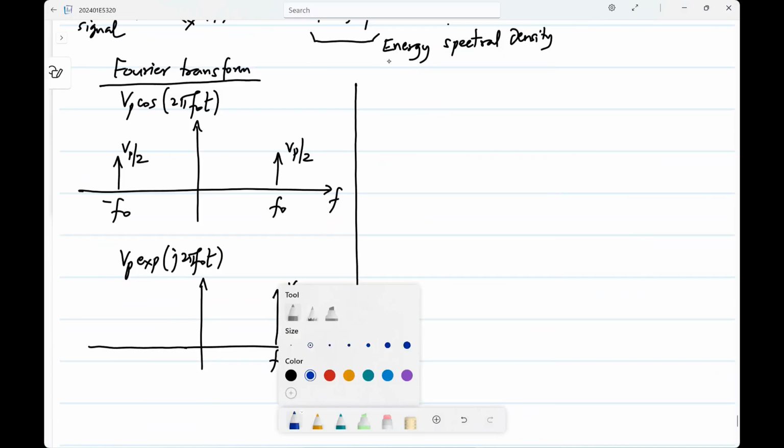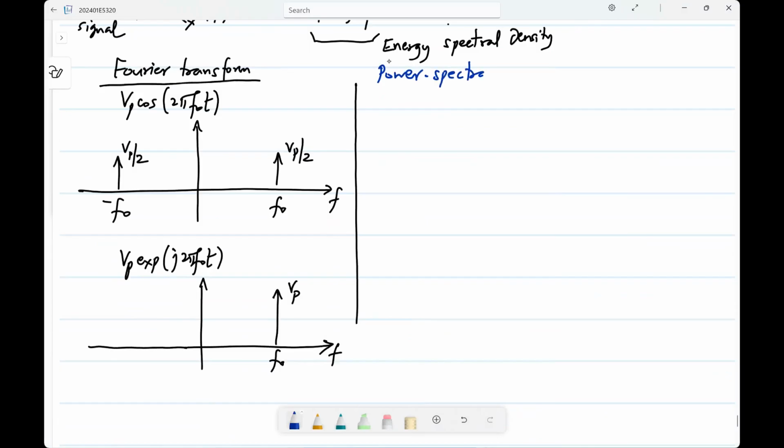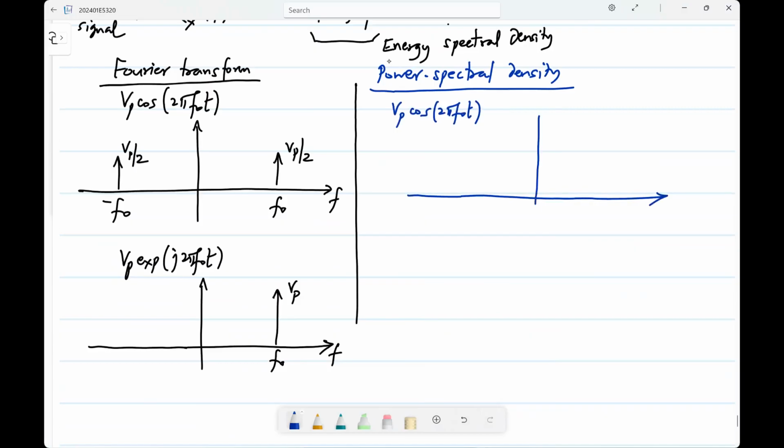Now let's do the power spectral density. You can't calculate the energy spectral density of a sinusoid, right? That diverges. So we have to do it for power. So again, I have Vp cos 2 pi f naught t. What do you think is the power spectral density of this? If it's easier, we can do the exponential first.